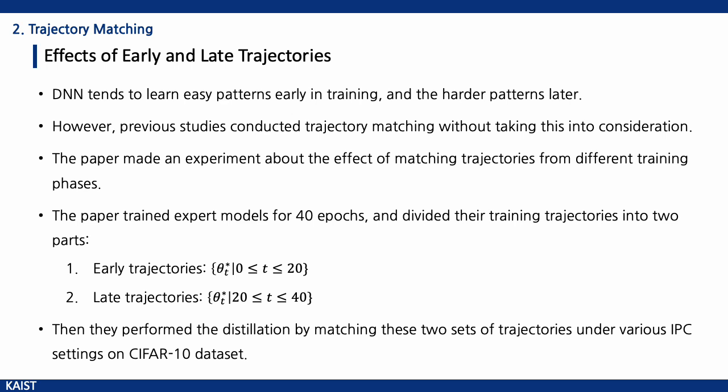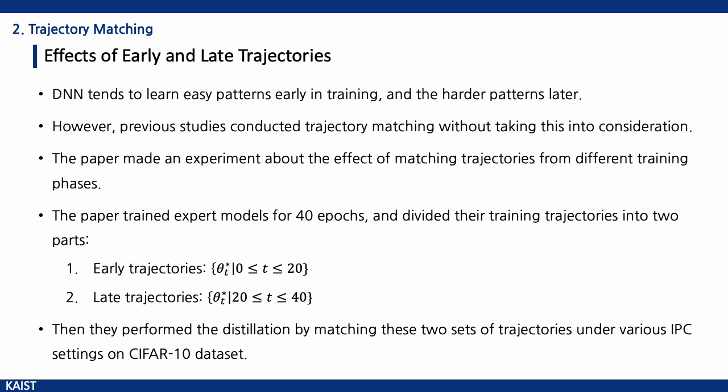Now, as we've reviewed the preceding paper, let's look at some shortcomings of the MTT method. Deep neural networks tend to learn easy patterns early in training and harder patterns later. However, previous studies conducted trajectory matching without considering this aspect. To address this, the paper conducted an experiment to analyze the effect of matching trajectories from different training phases.